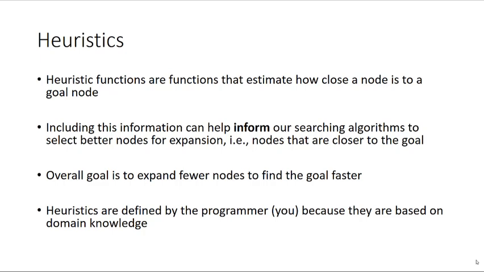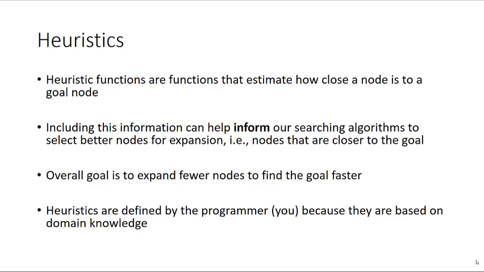So every time that we need to expand a node, instead of just popping off whatever is at the front or at the back of our open list, we consider all the nodes in our open list and we say, okay, which one of you is most likely the closest to the goal? And whichever we think is the closest to the goal, that's the one that we're going to expand. And in general, the overall goal here is that we want to expand fewer nodes so that we can find the goal faster.